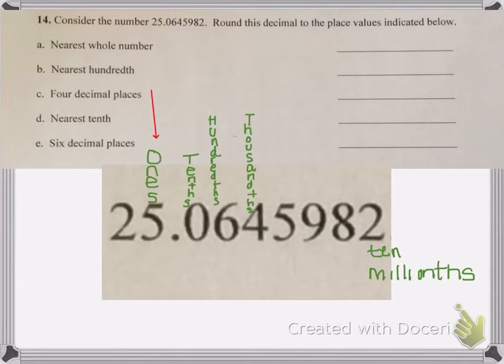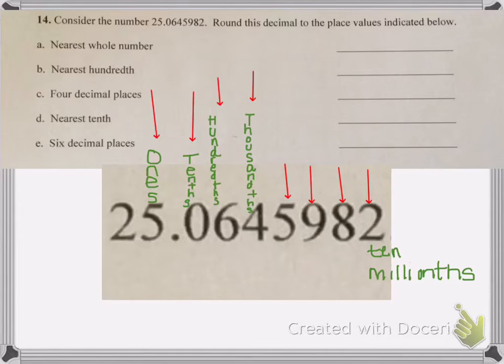For instance, this 5 is in the ones place. As you go to the right and get past the decimal point, then you are at the tenths place. Then we have the hundredths place, the thousandths place. If we kept going, we would have 10,000ths place, 100,000ths place, millionths place, and then 10 millionths place.